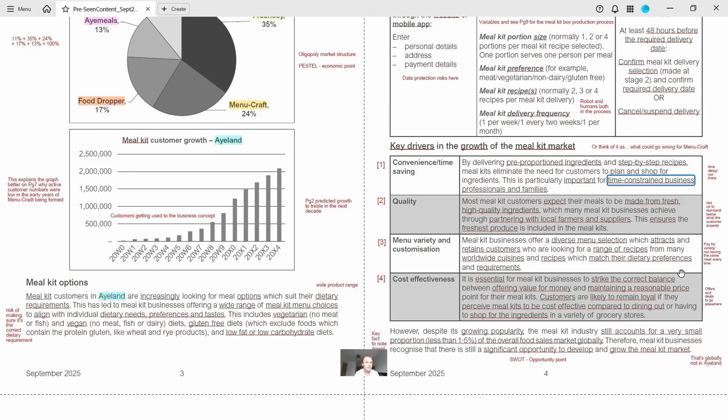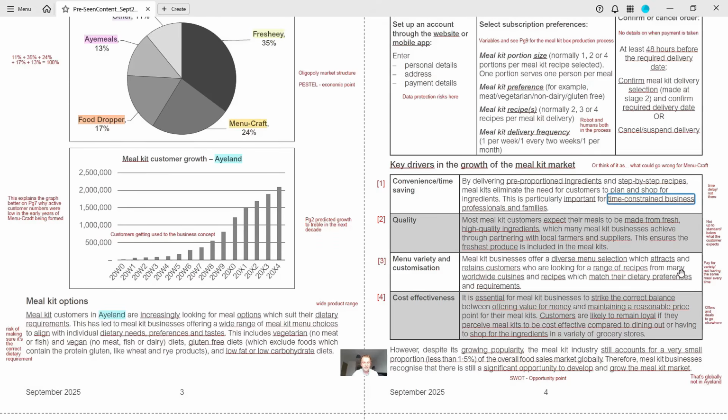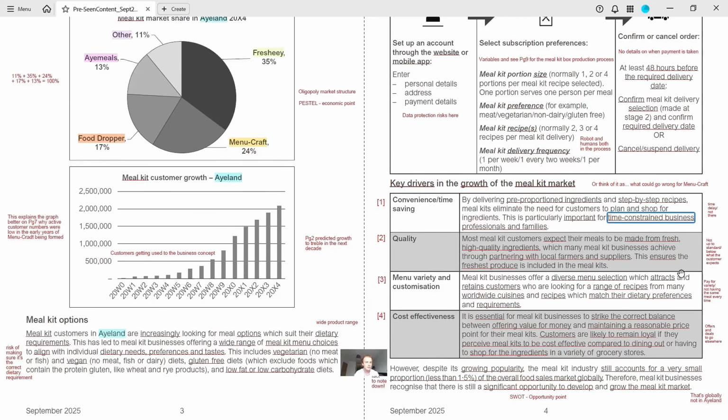On page 2, they predicted growth to treble in the next decade. That is globally, remember, and this is where you mustn't get it mixed up on this diagram. And you can see on here the customer growth in terms of the millions of customers. So this is in terms of people on there and not dollars for it on there. So that is another key concept and aspect for you to be aware of.